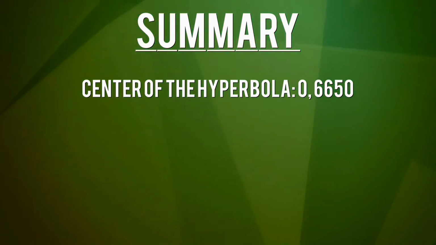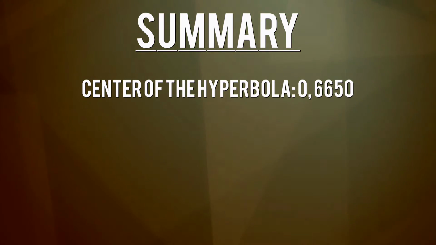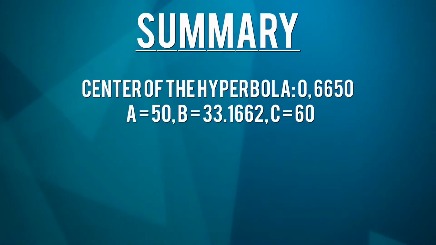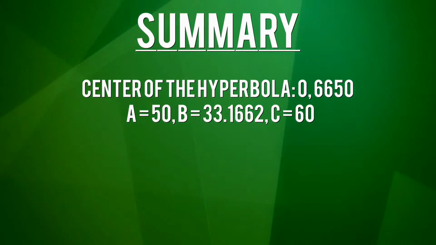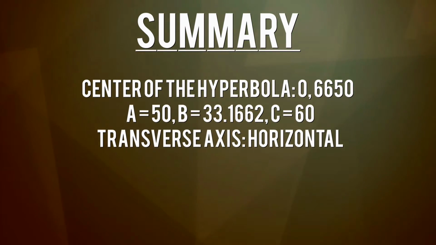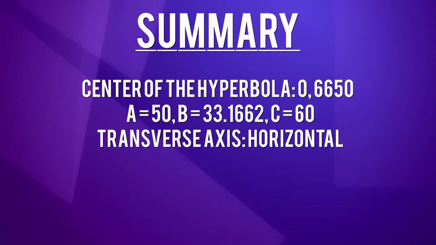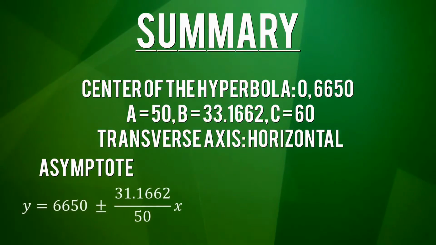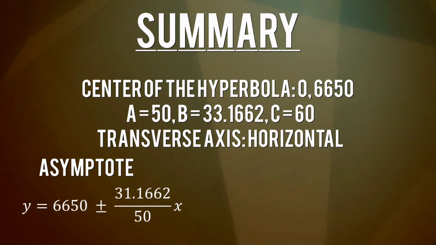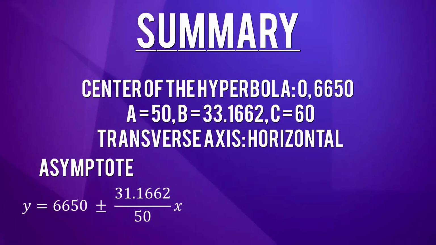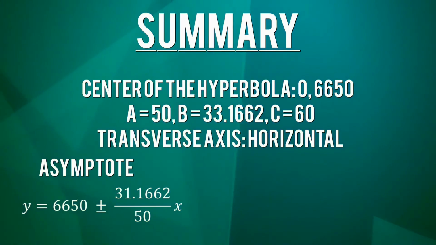In summary, we have the following. Center of the hyperbola at 0, 6650. A is equal to 50, B is equal to 33.16, C is equal to 60. Transverse axis is horizontal, because the hyperbola is opening horizontally. Asymptote with an equation function of y is equal to 6650 plus or minus the square root of 3600 minus 2500 divided by 50, times x.